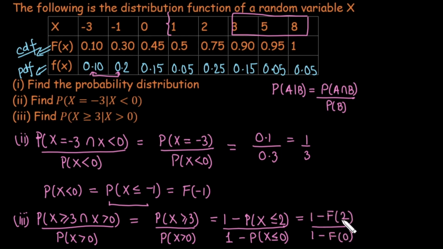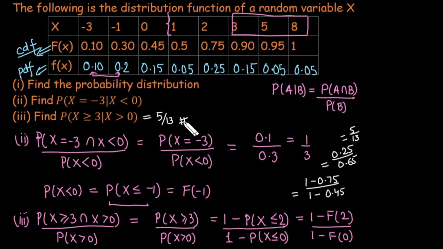Now what is the value of F2? How much is the value at F2? That is 0.75. So we can write this as 1 minus 0.75, divided by 1 minus F0. How much is that? That is 0.475. That is equal to 0.25 divided by 0.65. That is equal to 5 by 30. So in this case, the probability is equal to 5 by 30. So this is how we can answer the question with the help of CDF also.